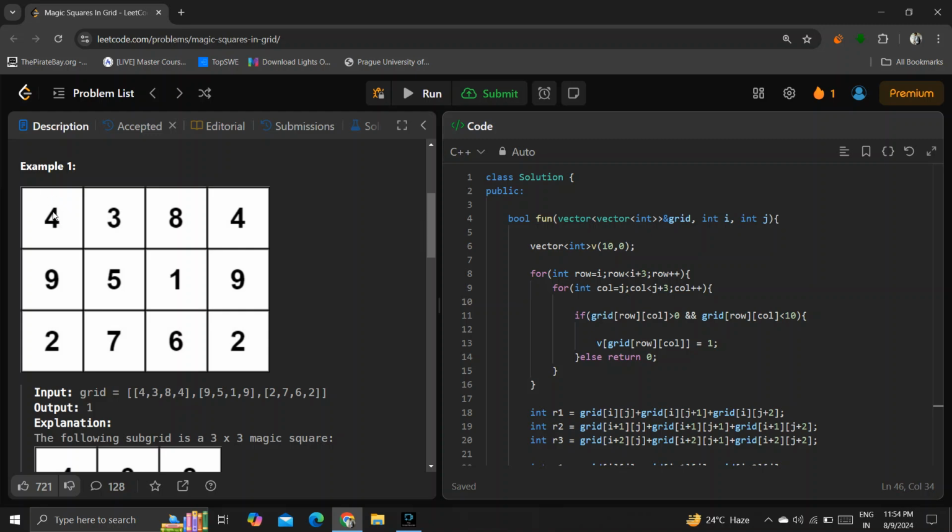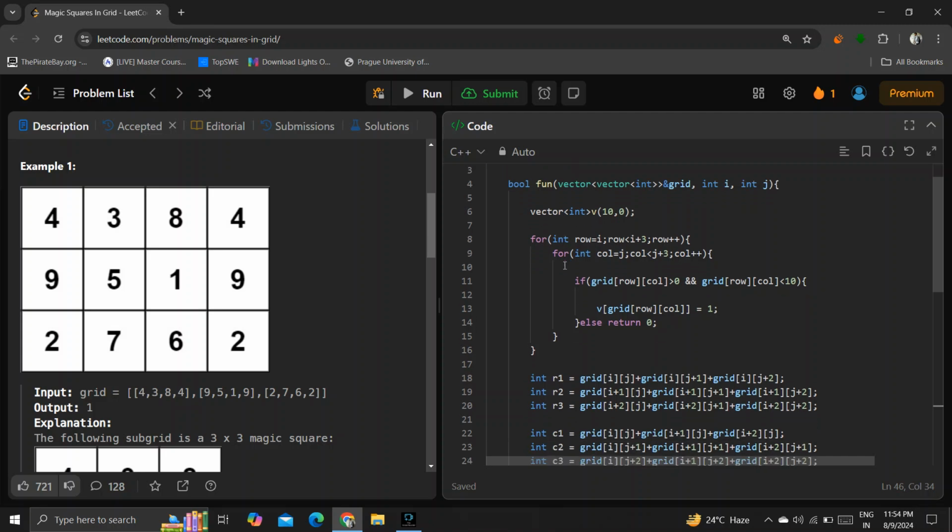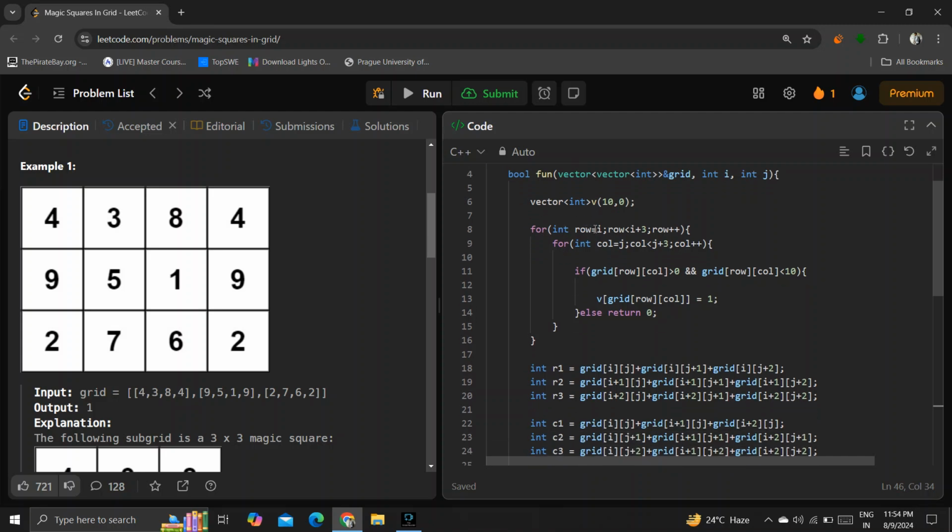Now what I will do is check for all this grid. Okay. So how can I do it? I will simply traverse from row is equal to i, right? Row is equal to i, that is row is equal to 0, and i plus 3.